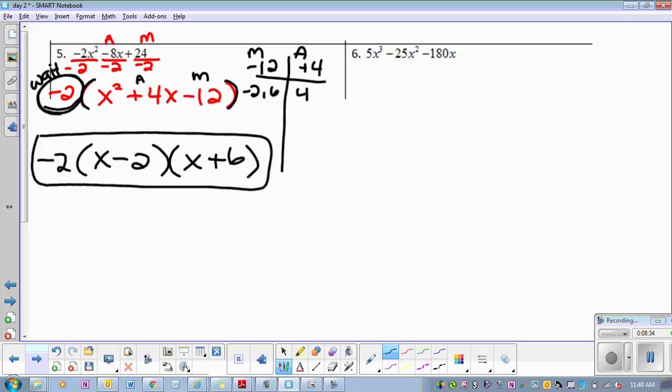All right, so let's look at number 6. 1, 2, 3. I have a trinomial, but we're getting better at this GCF thing. That looks like it has a GCF, doesn't it? Yeah. What is it? 5x? Great. 5x. All right, so if I divide everyone by 5x, I get x squared.